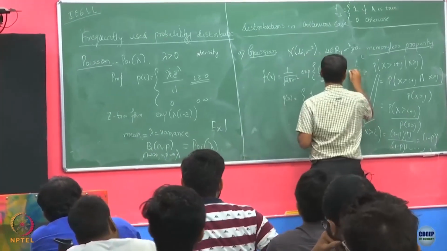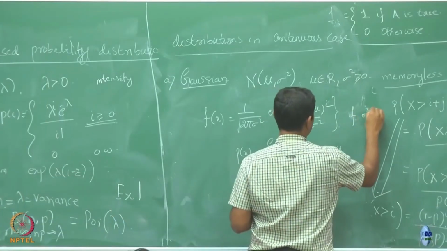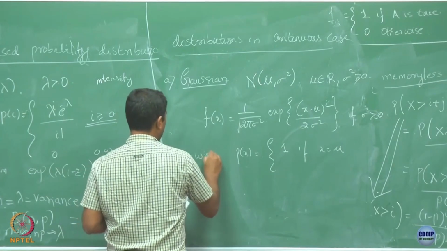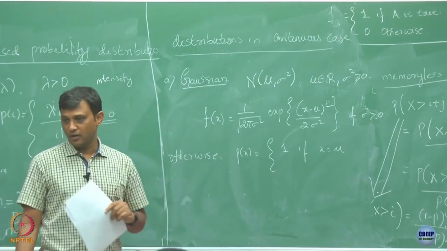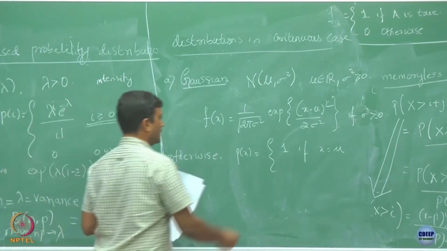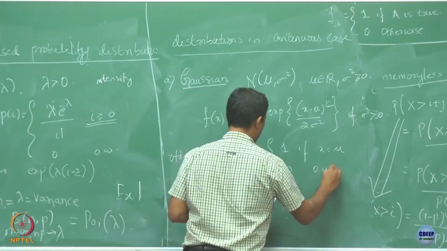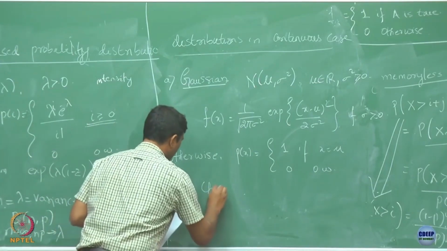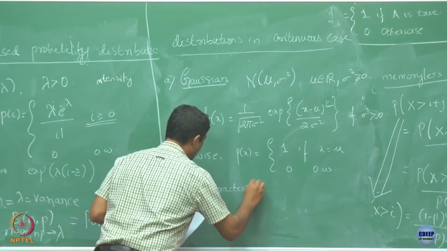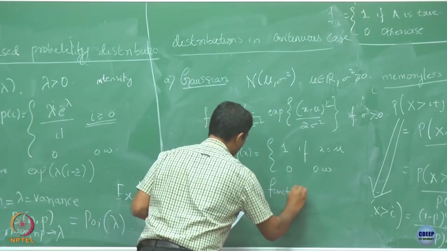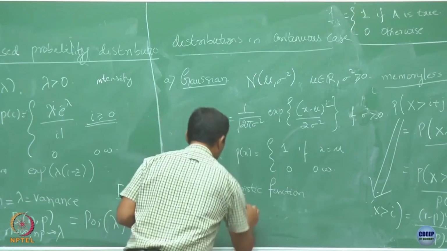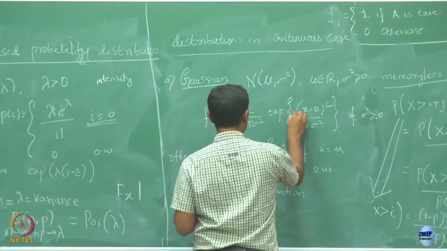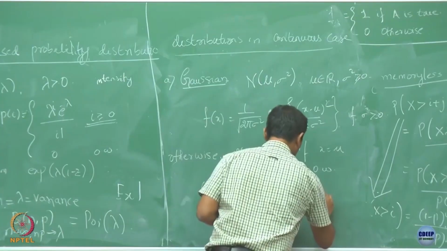So this is if sigma square is greater than 0, otherwise it takes a degenerate form where it will have only one possible value at x equals mu and 0 otherwise. And its characteristic function is given by the function exp.